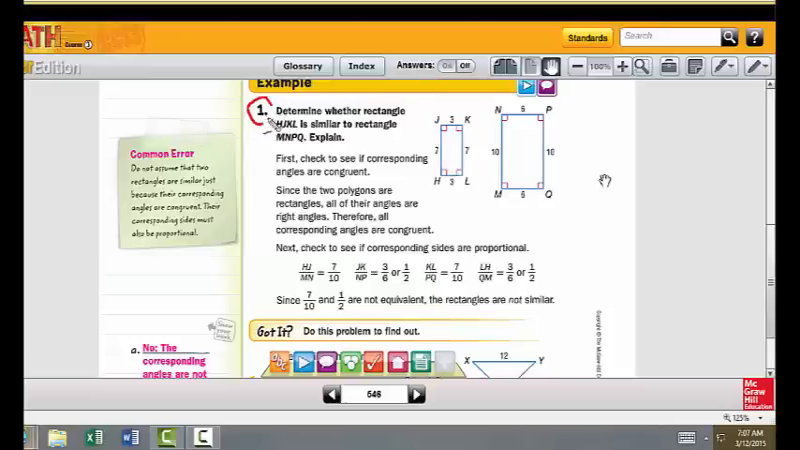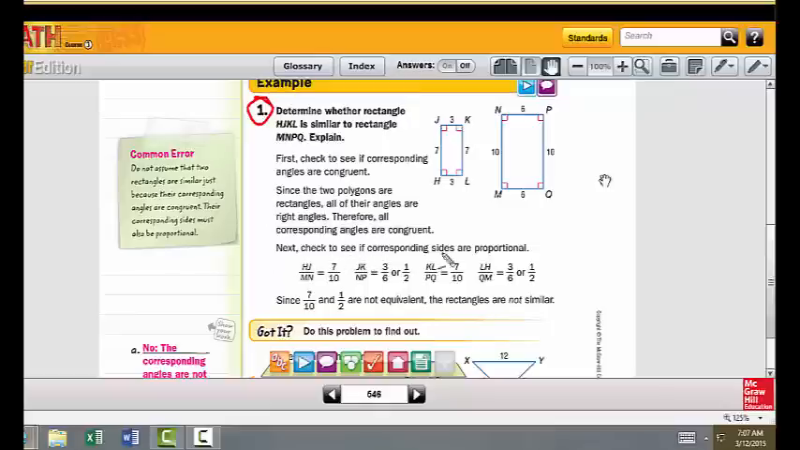So let's take a look at problem number 1. Determine whether rectangle HJKL is similar to rectangle MNPQ and explain. First, we need to check to see if the corresponding angles are congruent. So we can check here and realize that all the angles are the same. They're all right angles, so that's easy. Since the two polygons are rectangles, like we just said, they're all right angles.